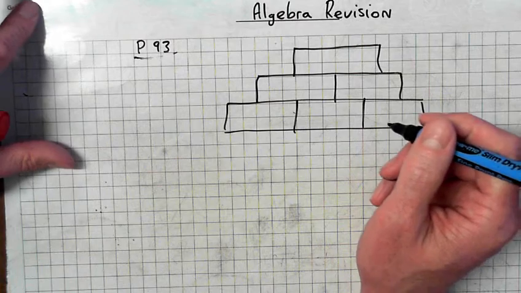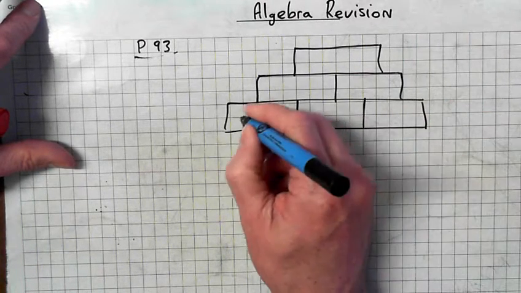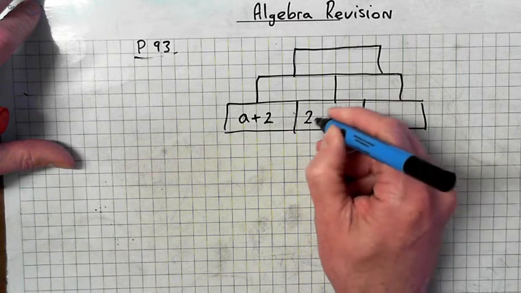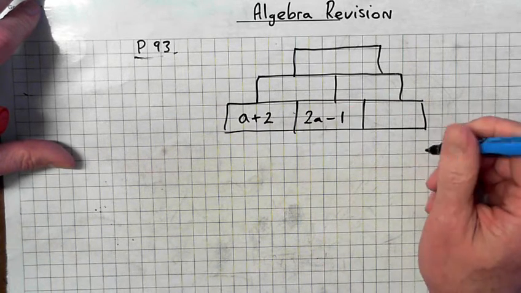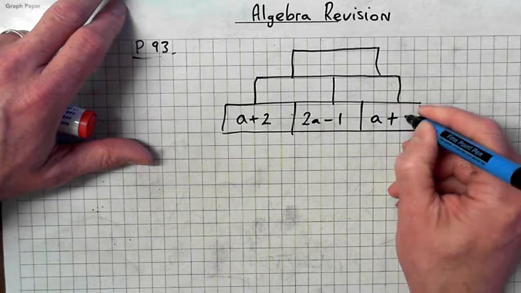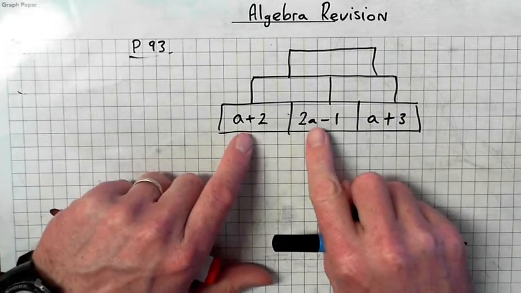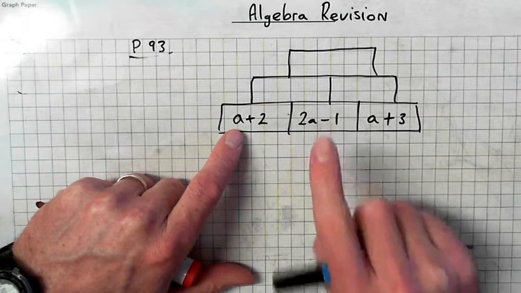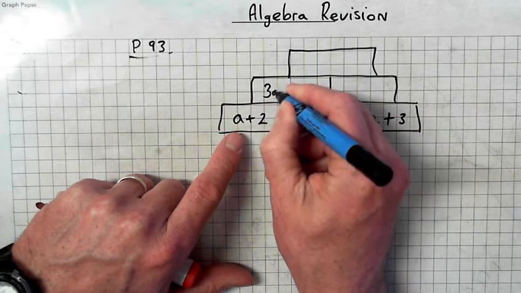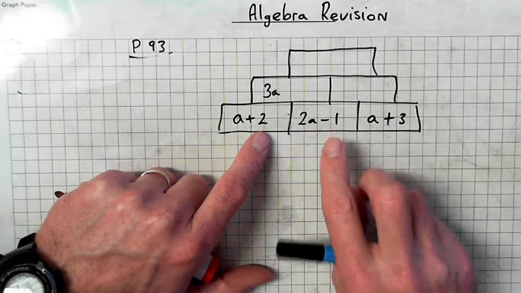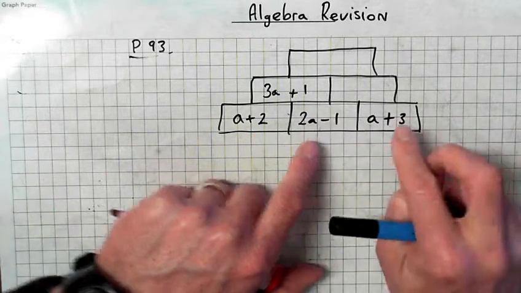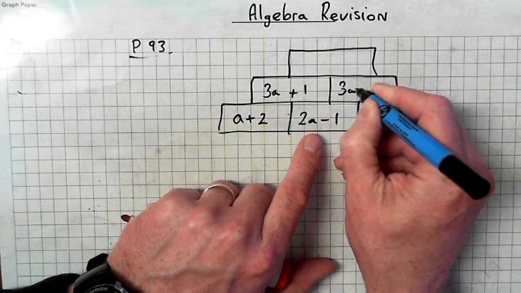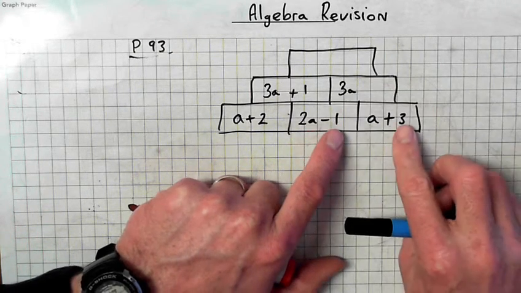Alright, so we'll take the slightly harder one. So a plus 2, this is question 9 at the bottom of page 93. Alright, so we'll look at these two here. Add the a's first. So 1a plus 2a is 3a. 2 minus 1. Add these two. 2a plus a. 3 minus 1.